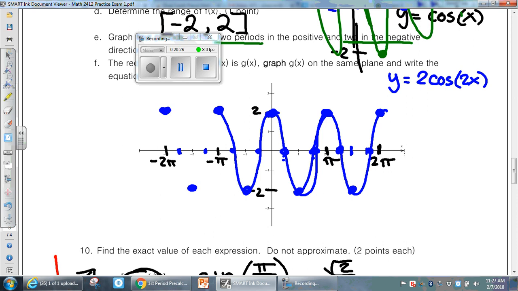When you connect the points, make sure they look curvy, okay? What I mean is, I don't want to see straight lines, like absolute value graphs. Okay, so that right there is the graph of f of x.